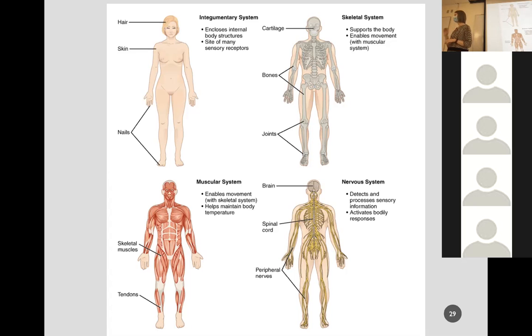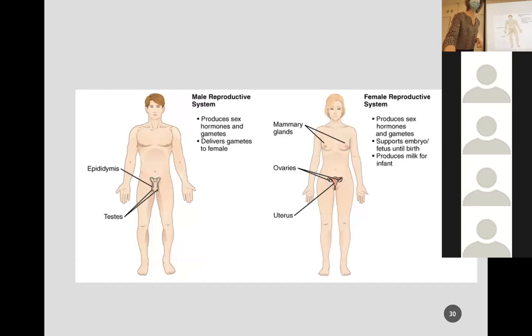Okay, so those are the first four of our 11. This is split into two just because the male and female reproductive systems are different, but the reproductive system is one organ system. It just depends on if you're talking about males or females. So the whole point of the reproductive system is obviously to make more individuals, more humans.